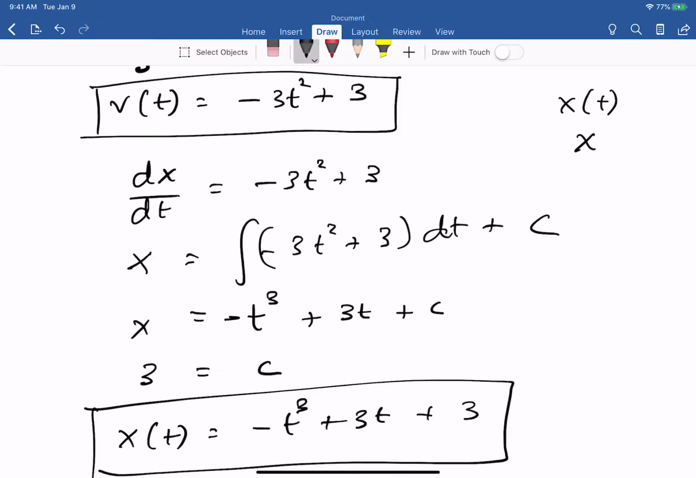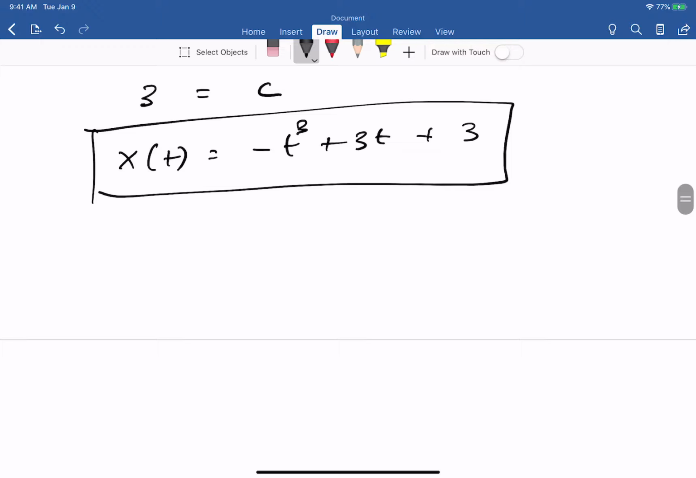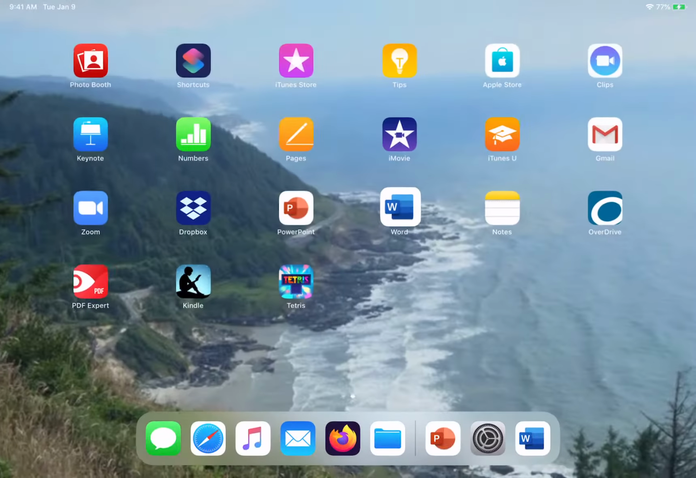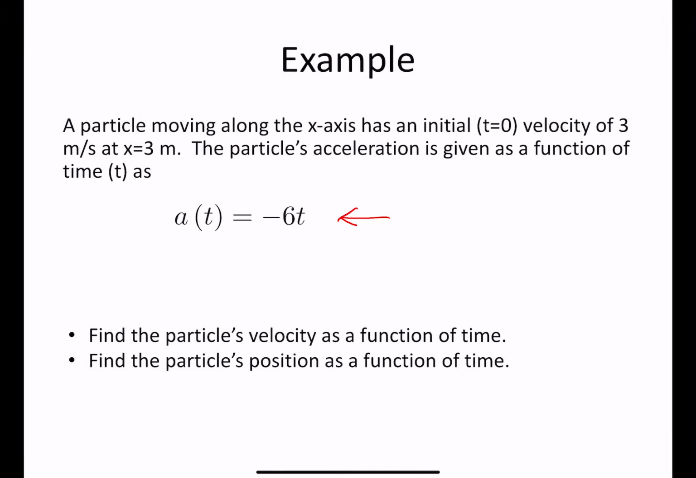If we want, we can also use x as a function of time and plot it and get a position time plot for our particle. So we know everything about the motion of the particle. All right. Now there's a very important special case here when the acceleration is constant. That's what we're going to talk about next.